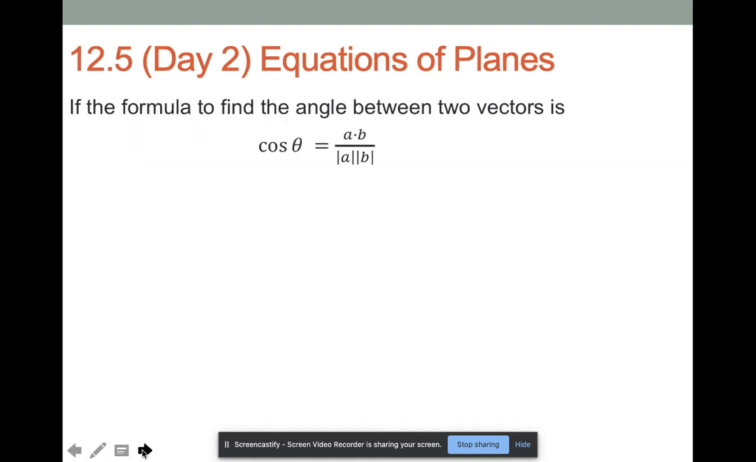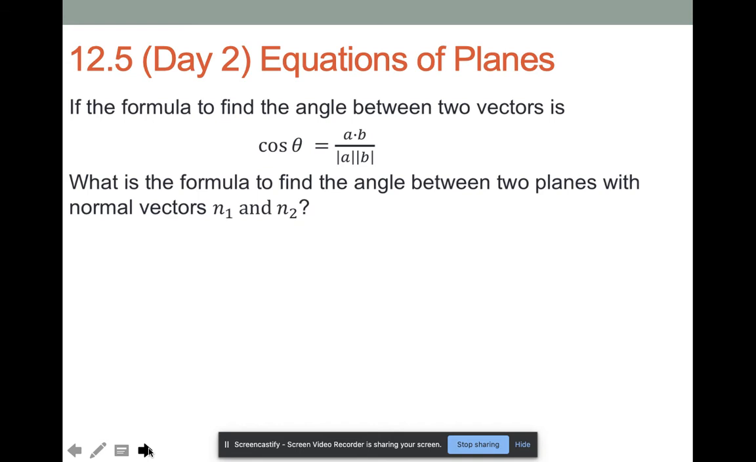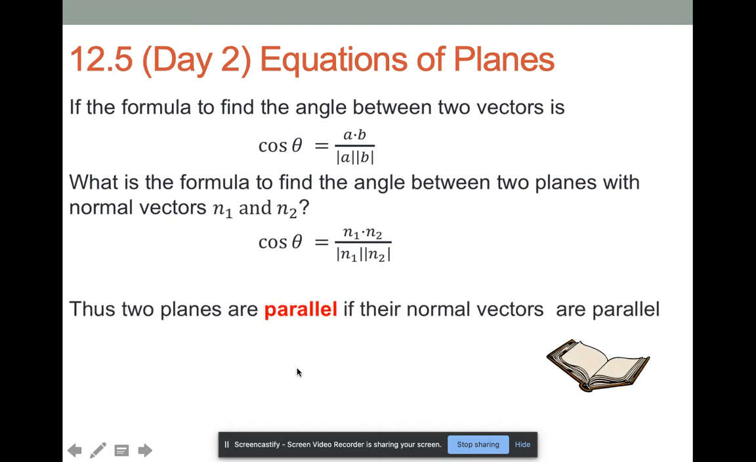All right. A formula to find the angle between 2 vectors is the dot product of the 2 vectors divided by the product of the magnitudes of the separate vectors. Well, hopefully it won't be too much of a surprise to find that the angle between 2 planes involves their normal vectors. So the angle between 2 planes is the dot product of their normal vectors divided by the product of the magnitude of each one of those normal vectors. 2 planes are parallel if their normal vectors are parallel.